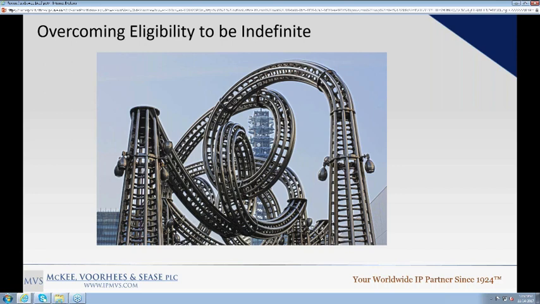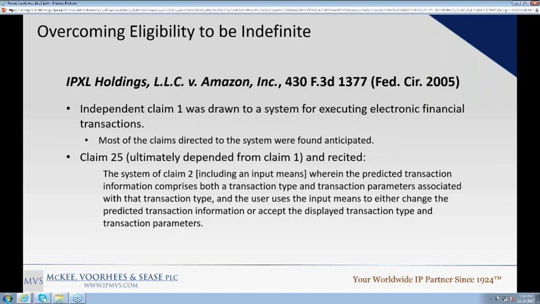you deal with. But what's been happening is this has resurrected a 2005 case, IPXL Holdings, which talks about indefiniteness, where you are claiming two different classes of invention, a system class versus a method class, right?